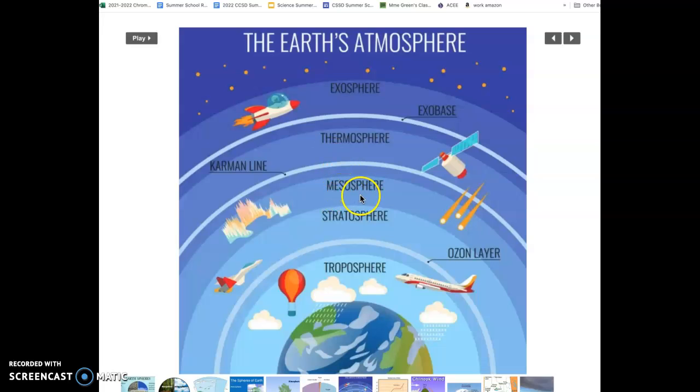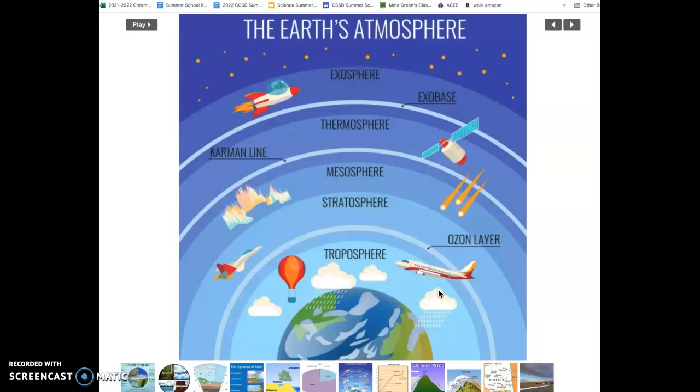Okay, then there's mesosphere, which means middle. Stratosphere, I don't know what that means. Okay, but that's the highest some fancy planes can go into. And troposphere is where most people operate, right? Hot air balloons, birds, weather, airplanes. Okay, so that's the troposphere layer.